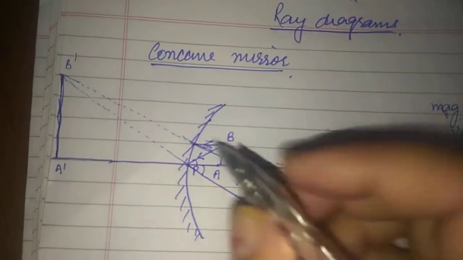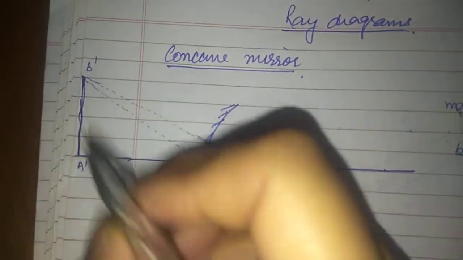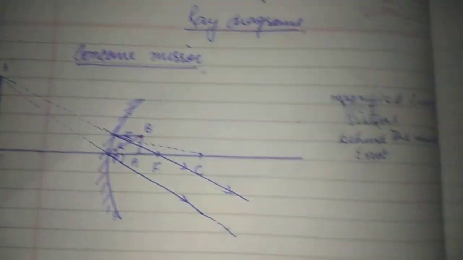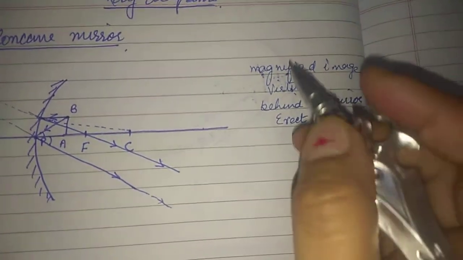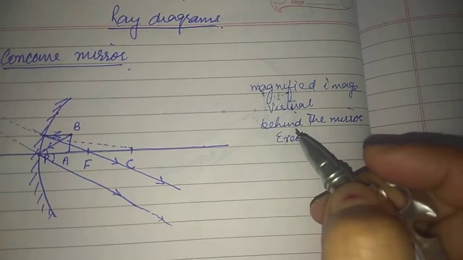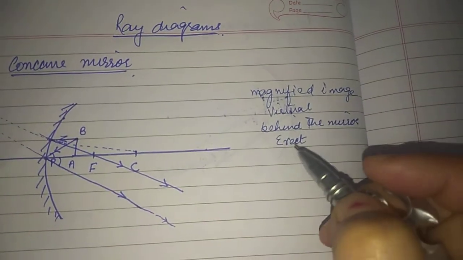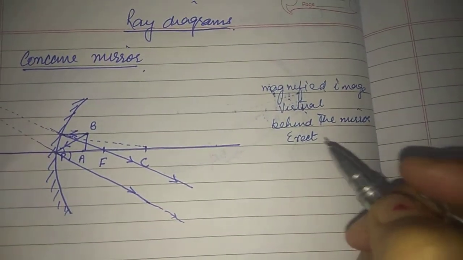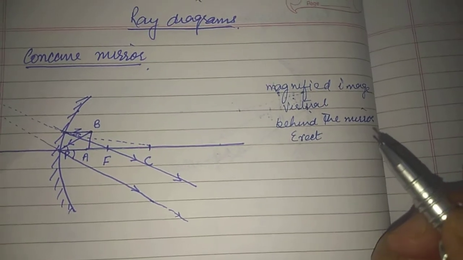As the point B is above the principal axis, B dash is also above the principal axis. So this image is an erect image. So these are the nature of the image. I'll tell you the sign conventions for u, v after discussing the sign conventions also.